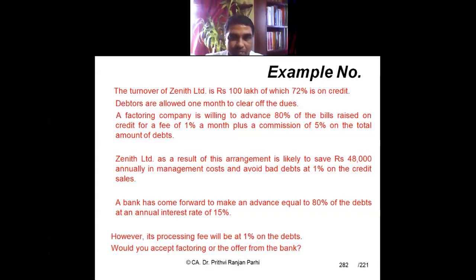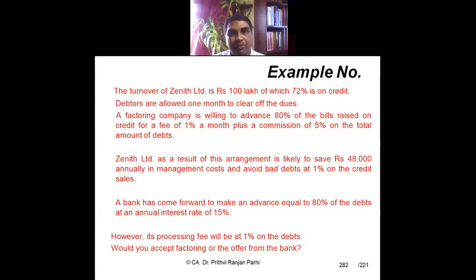Zenith Limited has a result. This arrangement is likely to save rupees 48,000 annually in management cost and avoid bad debt at 1% on the credit sales. A bank has come forward to make an advance equal to 80% of the debt at an annual interest rate of 15%. However, a processing fee will be charged at 1% on the debt. Would you accept factoring or the offer from the bank?